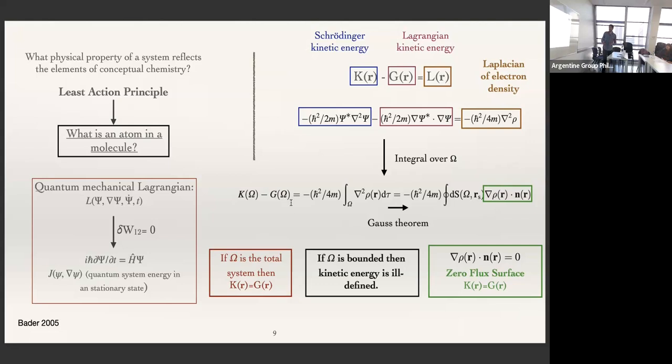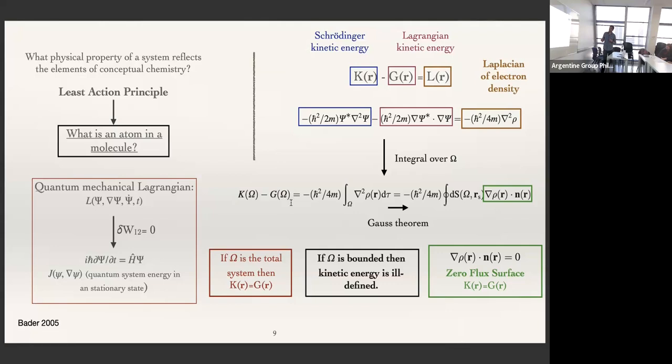On the other hand, Bader identified two different expressions for the kinetic energy. One of these expressions is by Schrödinger, and the other one is associated with the Lagrangian method. And Bader said that the difference between these expressions is locally proportional to the Laplacian of the electron density. And he establishes this equation.